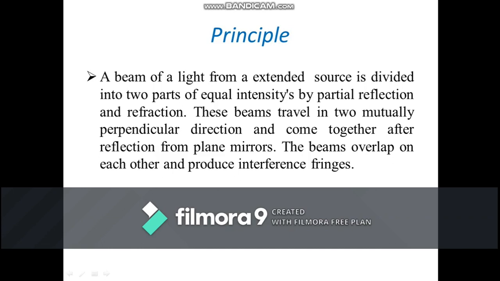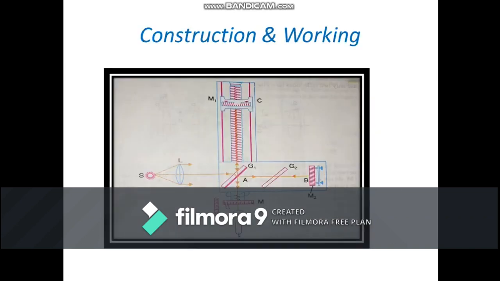deals with the principle that a beam of light from an extended source is divided into two parts of equal intensities by partial reflection and refraction. These beams travel in two mutually perpendicular directions and come together after reflection from plane mirrors. The beams overlap on each other and produce interference fringes. This is Michelson's interferometer.